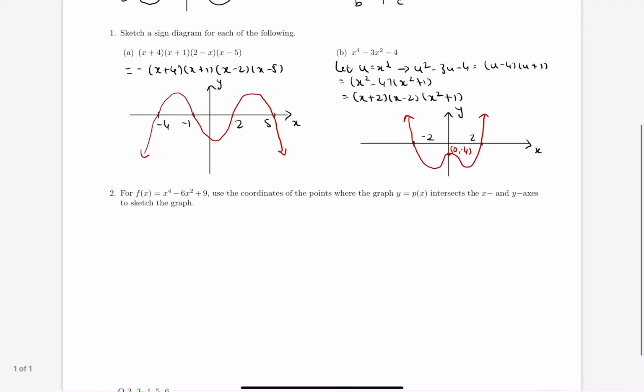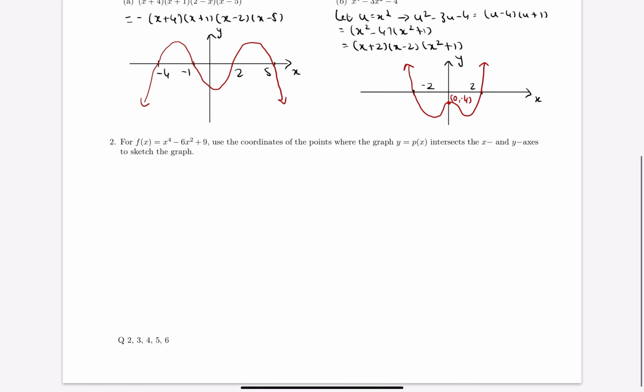All right, so moving on to question 2, we've got a function, x to the 4 minus 6x squared plus 9. We want to use the coordinates of the points where that graph intersects the x and y axes to sketch the graph. So, little typo, that's meant to say f of x, not p of x, all right?